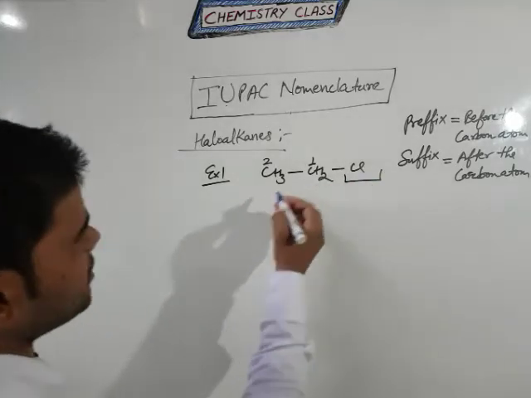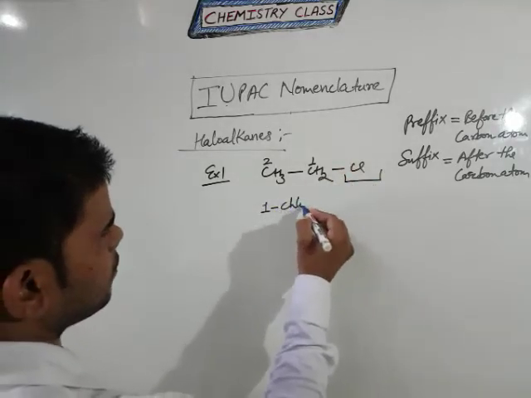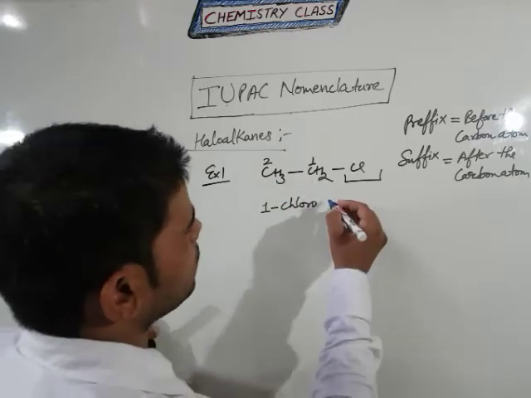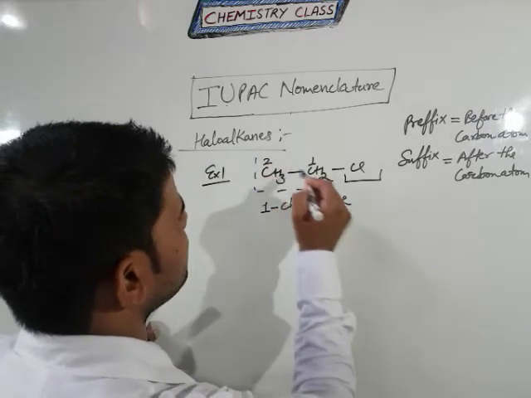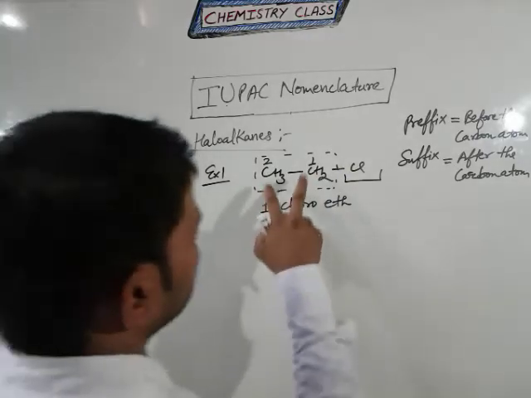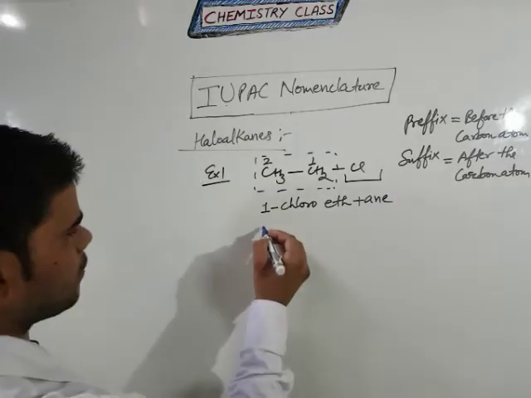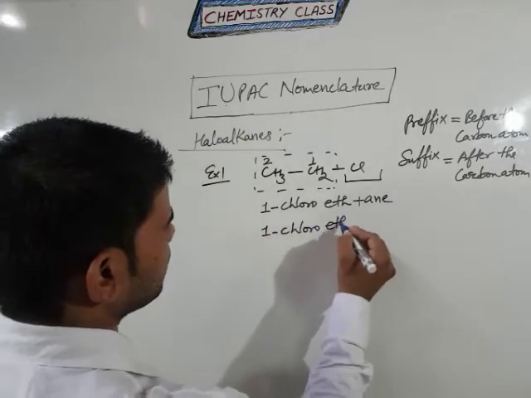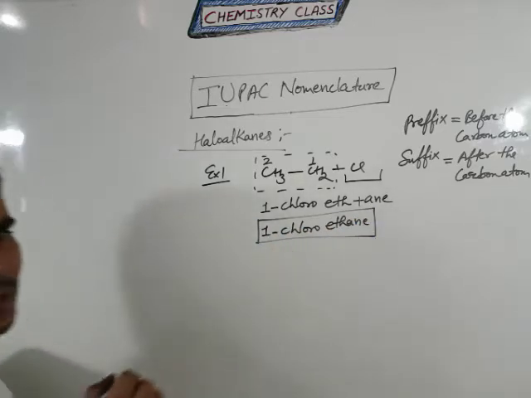In this case, the first position has the Cl, and the Cl prefix is chloro. And how many carbon atoms? 2. So that means eth, and check this carbon series. What is the bond between the carbons? This is a single bond. That's why take suffix -ane. So finally we will get 1-chloroethane. This is the final name for this example.